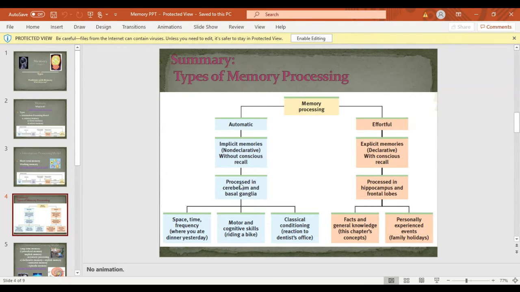While the automatic is processed in the cerebellum, and it is broken down into 3 different areas: space, time, frequency. Like where you ate dinner yesterday, you probably don't remember that, but it's something that is an automatic thing that if you try, you can pull it out of thin air. Motor and cognitive skills, and then classical conditioning.